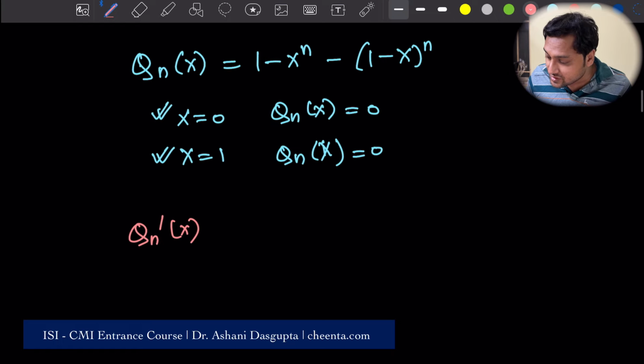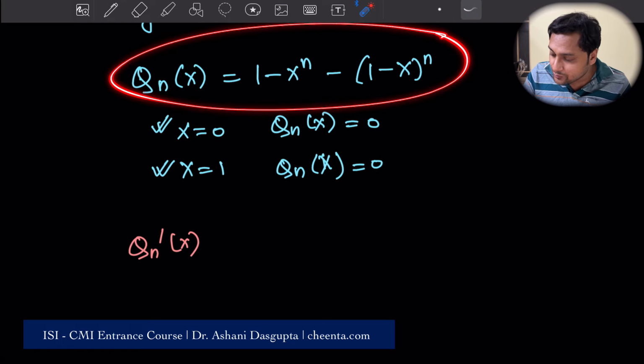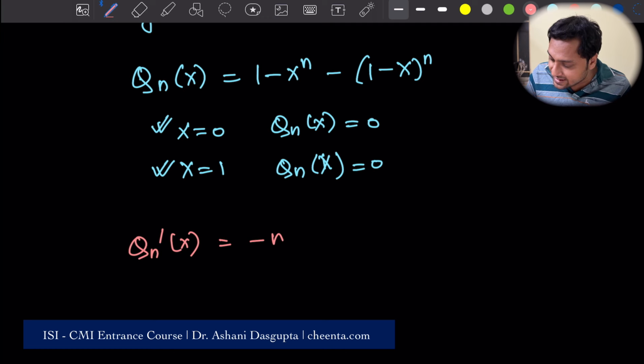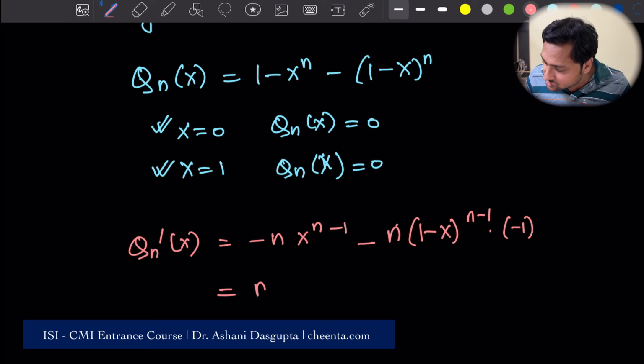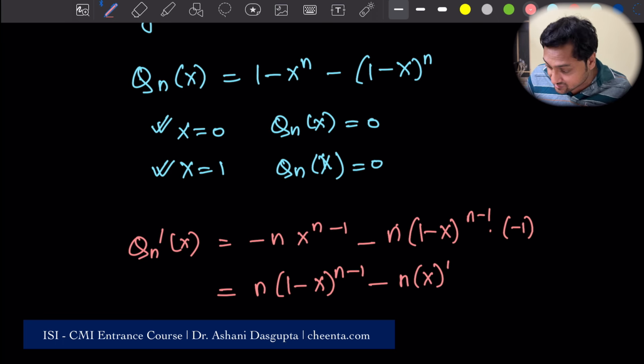The first step is we take the derivative of the function. So what is the derivative of this particular function? Well, it is minus n x^(n-1). So I have to use the chain rule here. Minus n (1 minus x)^(n-1) times the derivative of 1 minus x, which is minus 1. So what you have is n(1 minus x)^(n-1) minus n x^(n-1).